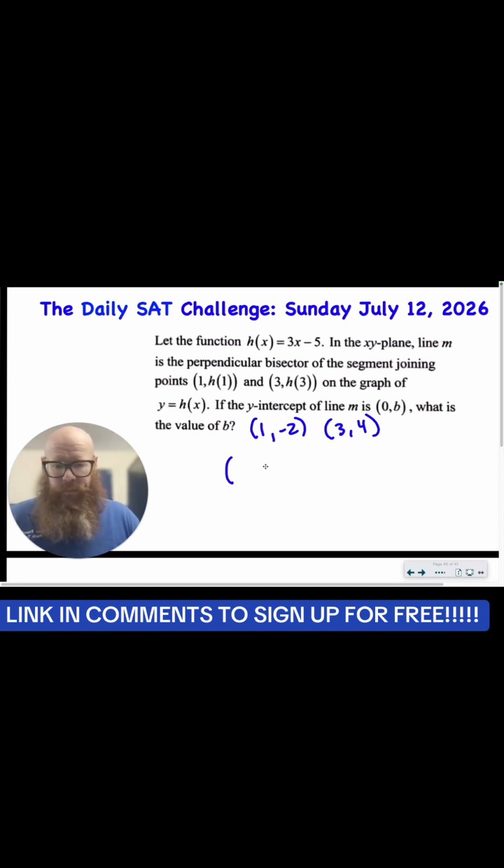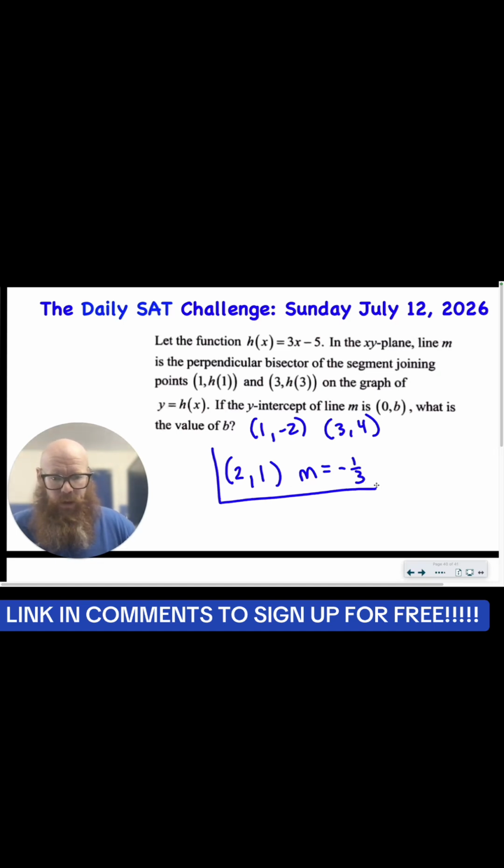You can use Desmos to find the midpoint, but I feel like this is pretty simple. 1 plus 3 is 4, 4 divided by 2 is 2, and negative 2 plus 4 is 2, and 2 divided by 2 is 1. So this is the midpoint, and then the slope is going to be the perpendicular slope to this. Well, if this has a slope of 3, then the slope of the perpendicular line is going to be negative 1/3. So this is the information we have.